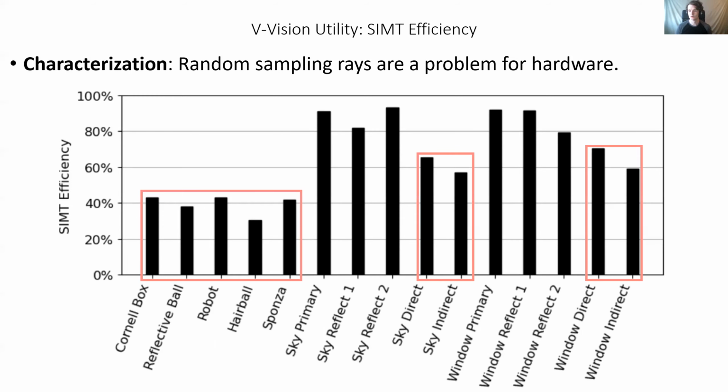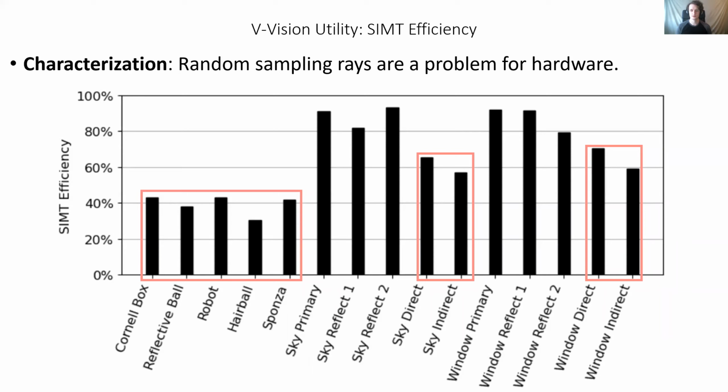So the applications I just highlighted use random sampling. So you sample with randomly generated rays and try to converge to the correct color. However, this effect, although it produces good visual effects, is utilizing the hardware fairly poorly.